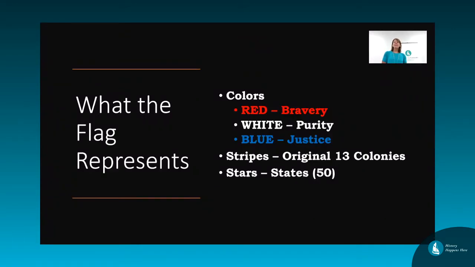So let's look at the colors a little bit. We have red, which represents bravery, white, which represents purity, and blue, which represents justice. And of course, the stripes represent the 13 colonies, and the stars will represent all the states. Today we have 50 states in the United States of America.